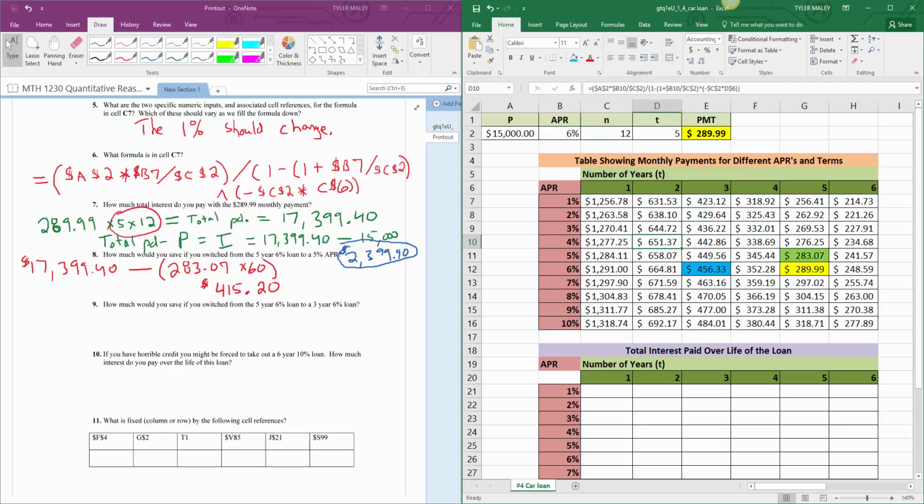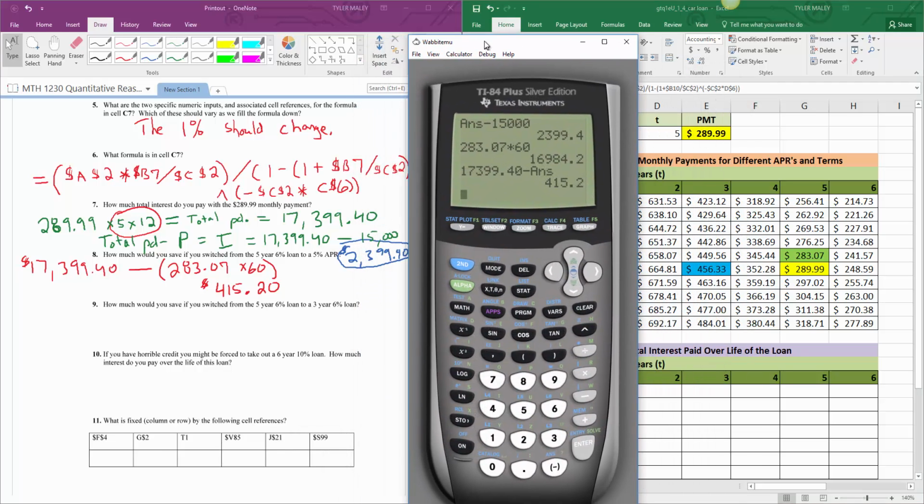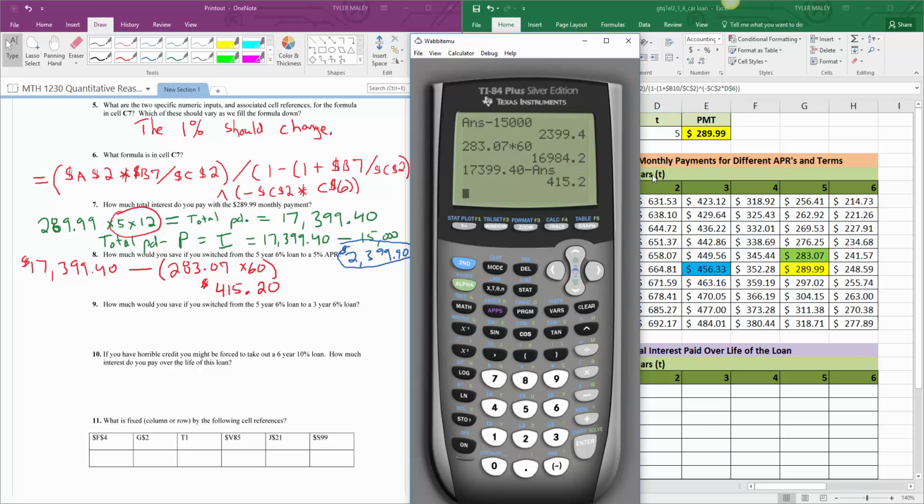Right? So we need to repeat something similar. First of all, to figure out how much I would pay total with this blue box, I would just take the value 456.33 and multiply by 60, right? So we get $27,379.80. So that's how much I would pay total.